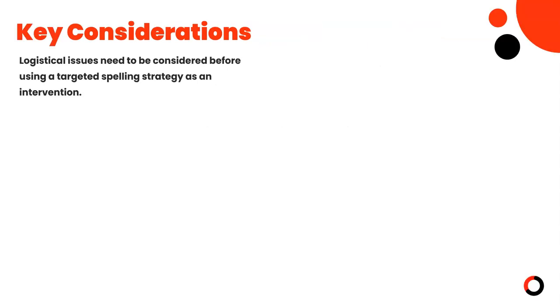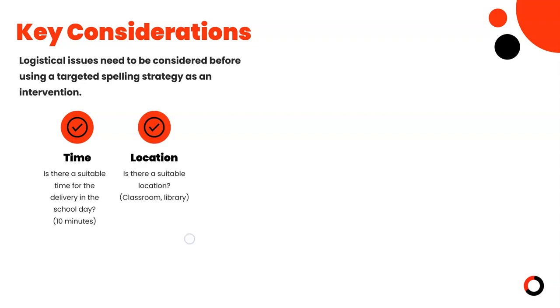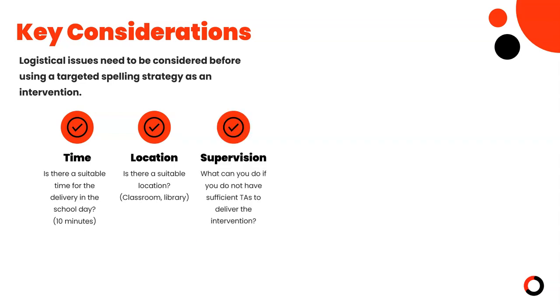Key considerations. Logistical issues need to be considered before any targeted intervention is delivered in a school. So the first one is the time. Is there a suitable time in the day for the delivery? And this is a 10-minute intervention. Location. Is there a suitable location, such as a library or a classroom?